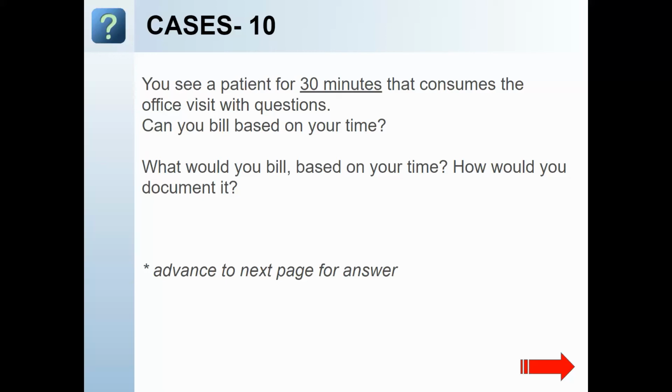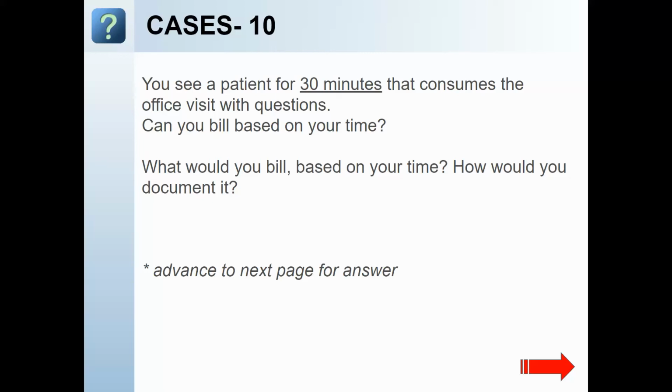Because some doctors may say, you know what, this is a pretty good setup. I can just bill based on my time. I can code based on my time and not have to worry about the rules of coding. Can you do that? And the answer is you could probably do it, but it doesn't seem like an ethical way to run your practice.